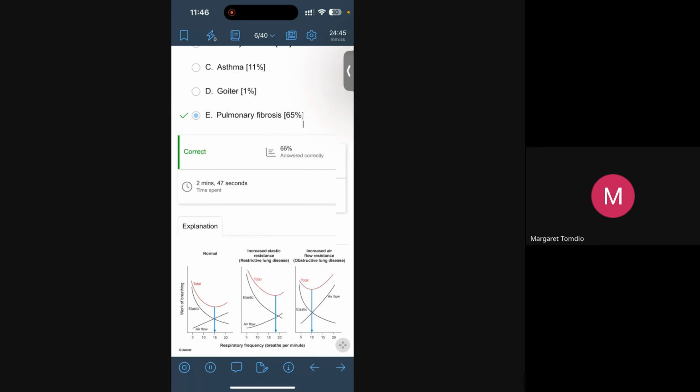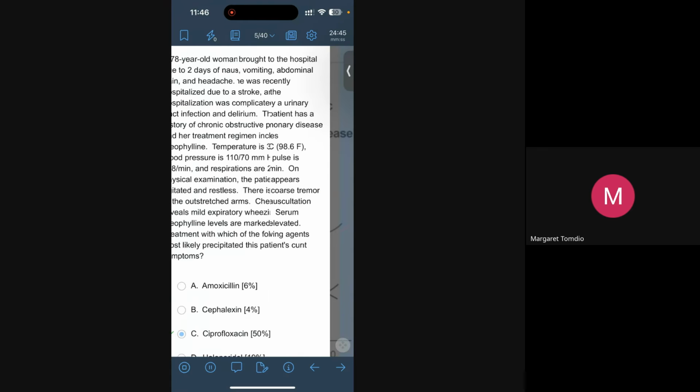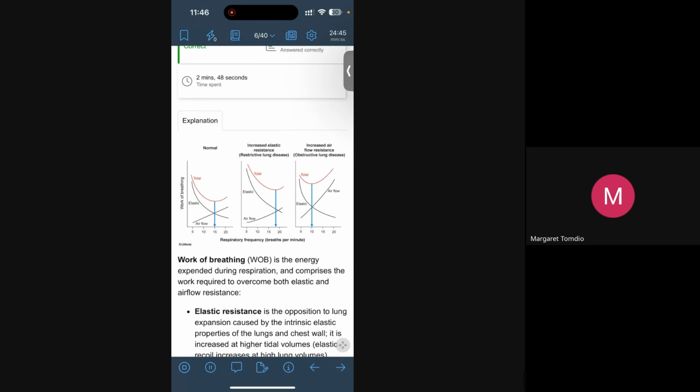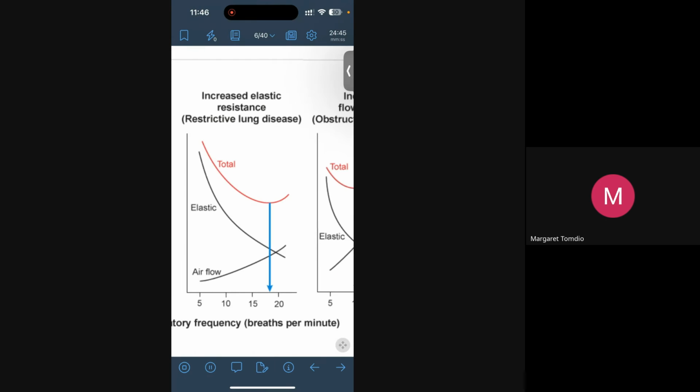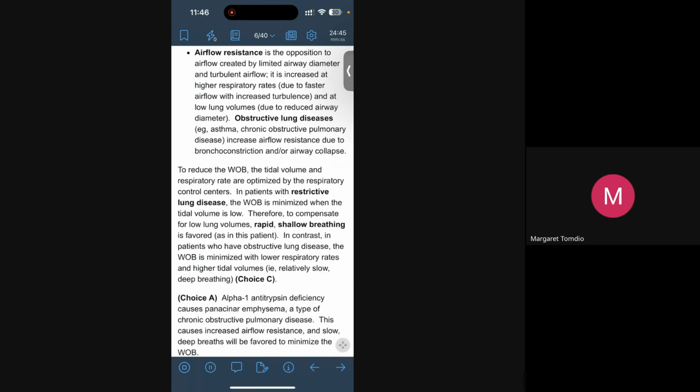So in obstructive lung disease, the respiratory rate moves backwards, it becomes closer to 10. And in restrictive lung disease, the respiratory rate moves a little bit higher, because the work of breathing is minimum at a higher respiratory rate. Okay, let's move on to the next one.